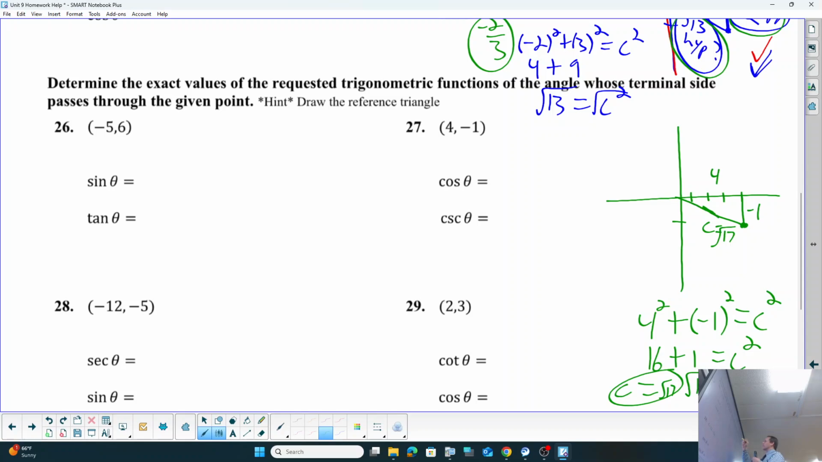So then, remember this is x and this is y. So right 4, down 1. Okay, so c is the square root of 17. Of course we know that's the hypotenuse because it's across from 90 degrees. What about opposite the angle? This is the angle, so opposite the angle, that's opposite. And this is adjacent.